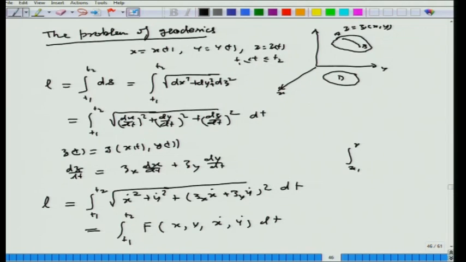We had considered only the integral from x1 to x2 of f(x, y, y') dx. Here there are more dependent variables, and t is independent. So, we can put t also here, although this is not explicitly a function of t. t is the independent variable, x is a function of t, y is a function of t, and x dot, y dot. So, there are more dependent variables here, x and y, and only one independent variable. This is a situation which we will be dealing with later.